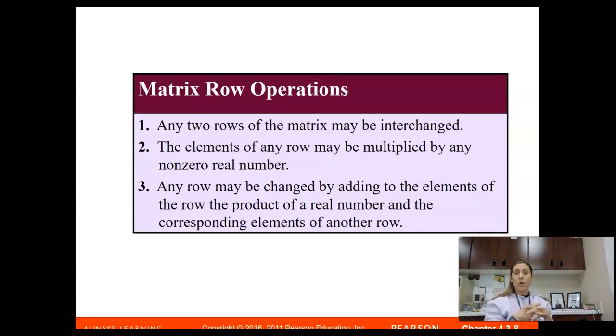So, matrix row operations. What this means is any two rows of the matrix can be interchanged. The elements of any row may be multiplied by any non-zero real number. So we're going to multiply them by some kind of scalar, but it's only going to go to that row. We're not multiplying the whole matrix. Now we're just looking at things row by row. And any row may be changed by adding to the elements of the row the product of a real number and the corresponding elements of another. Meaning we can multiply a row by a number and add it to another row to create a new row. So that's what we're going to be doing.